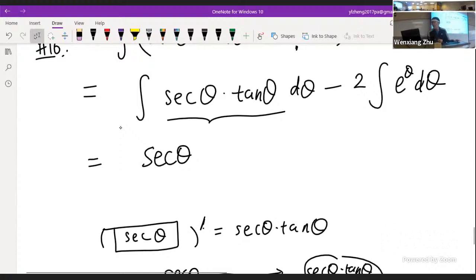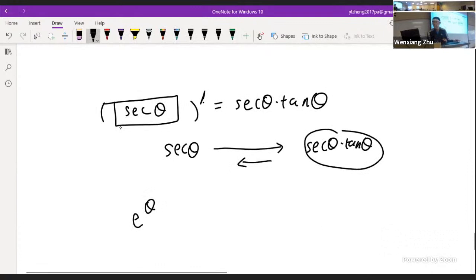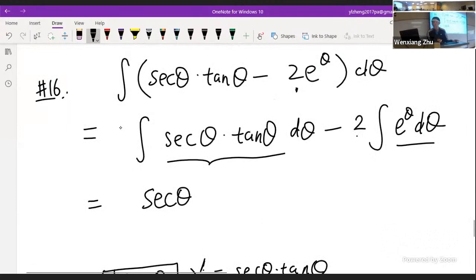And this one, e to the theta, we know when you do the derivative of e to the theta, it will be itself. So when you go backwards, you will have e to the theta. And don't forget, you need to multiply by 2. You have 2 times e to the theta. You get one antiderivative. Now you add a constant C. That's it. So you get a family. You have all of the antiderivatives.